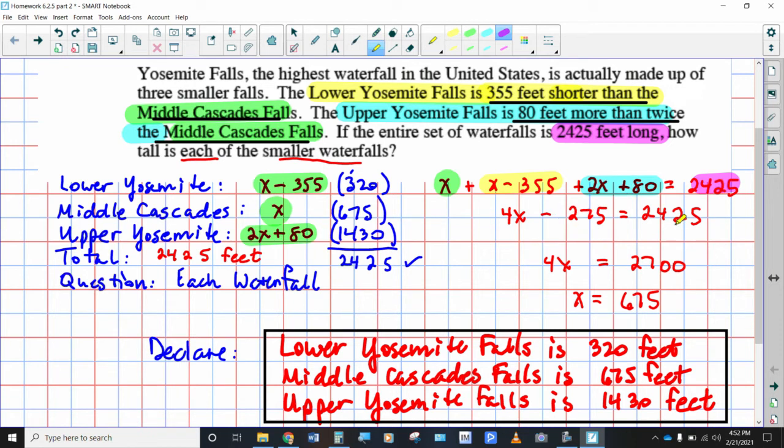So I'm going to add 275 to each side, which cancels them out here. And then we are going to divide by 4, and 2,700 divided by 4 is 675. That means that the Middle Cascades must be 675 feet. Now, take 355 away from that, and you get 320, and then double that number and add 80, you get 1430. If all of these meet those definitions and add up to 2,425, we know we've got the correct answer, and we do, so we can declare our answer right down here.